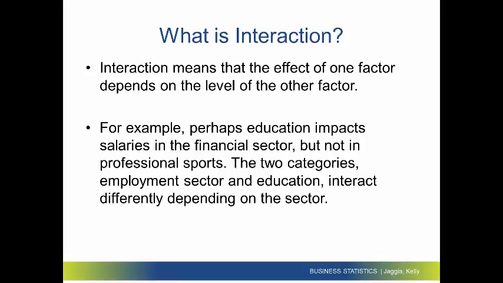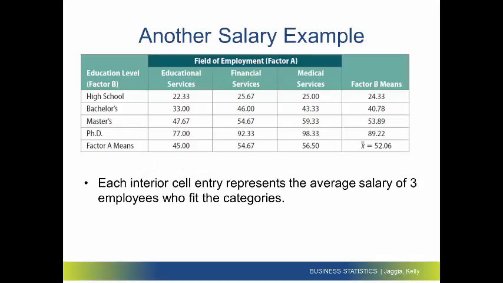Okay, so now back to our salary example. The two categories, employment sector and education, may interact differently depending on the sector. Here we have some different data for salaries relating to education level and field of employment. Now the values in the cells are means. For example, the average salary of 3 employees has been calculated for each internal cell. So for the 3 people with a bachelor degree working in the medical services area, their average salary is $43,330.